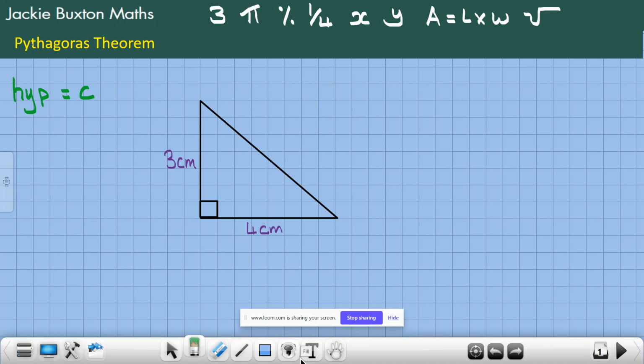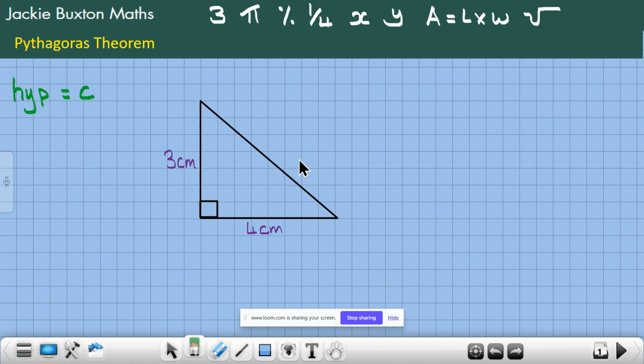And what Pythagoras discovered was that if we took the two shorter sides and we squared them and added them together, they would be the same area as the square of the longer side. That's a lot to take in. So let's have a look at this.